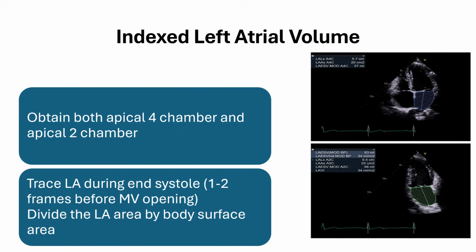Next, we discuss left atrial volume index, or volume indexed to body surface area. In order to obtain that, you get apical 4-chamber and apical 2-chamber view. You trace the left atrium during end systole, which is typically 1 to 2 frames before mitral valve is opened. And then you divide the left atrial volume by body surface area. And again, when you do trace the left atrium, it is important to exclude left atrial appendage and pulmonary vein from the measurement.